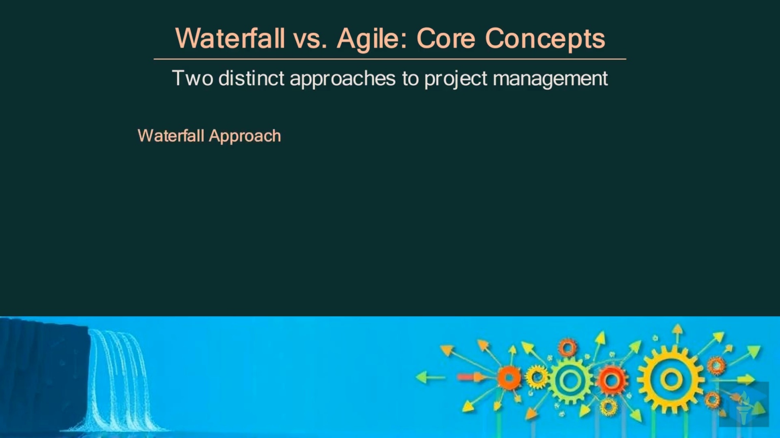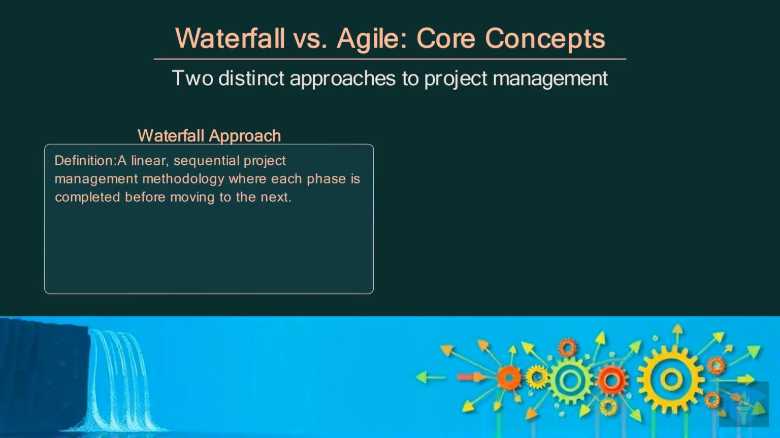First, let's examine the traditional waterfall approach, a well-established method in project execution. It's a linear, sequential methodology where each project phase must be fully completed before starting the next one. Key characteristics include sequential phases, extensive documentation, and a fixed scope and timeline.